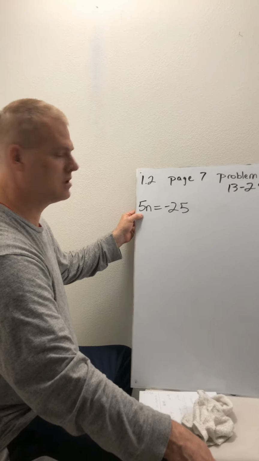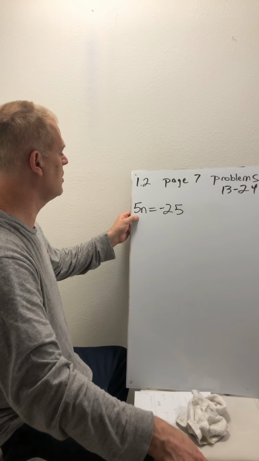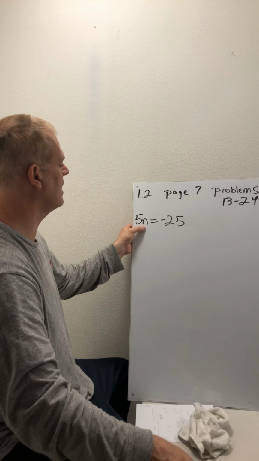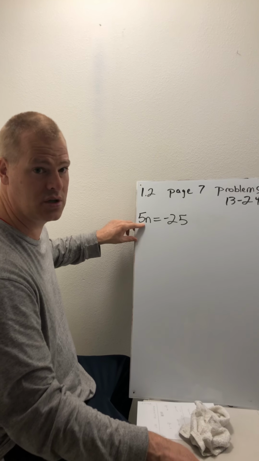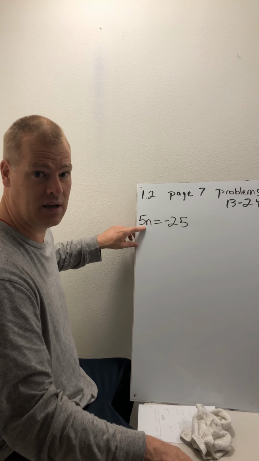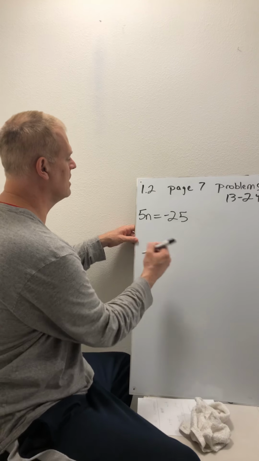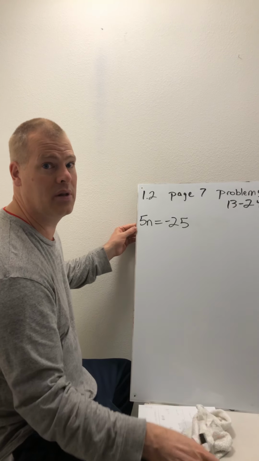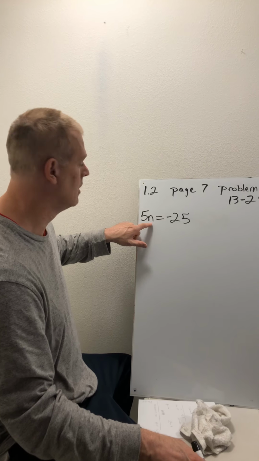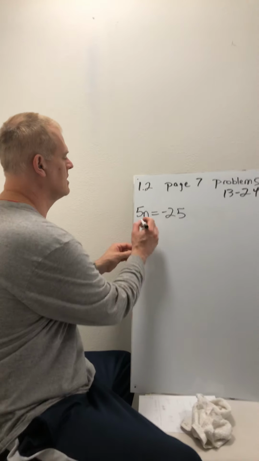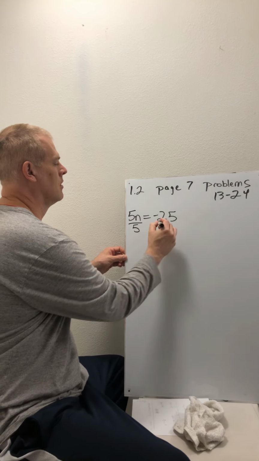So this is a multiplication problem. When we do the multiplication, it's 5 times n equals negative 25. So we do the inverse operation of 5 times n, which is divide. We're going to divide both sides by the number that's in front of our variable. In this case, our variable is n. So we're going to divide both sides by 5.